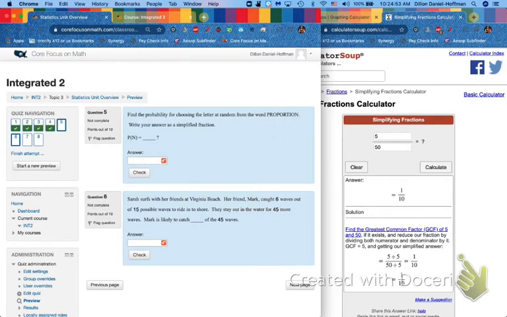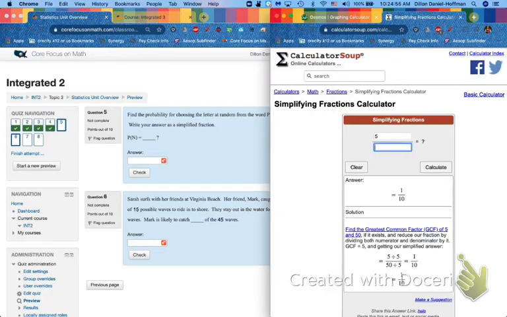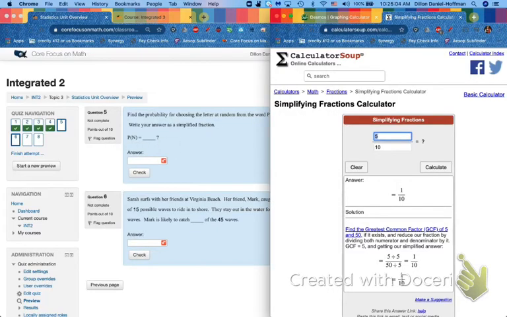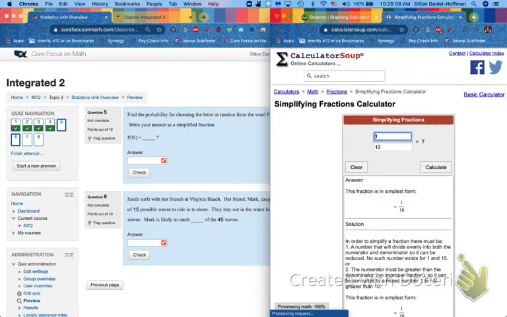Okay. We can see the word proportion has 1, 2, 3, 4, 5, 6, 7, 8, 9, 10 letters. And so we can put that on bottom. And then however many of the letter you have, like in is what I have. So how many ins do I have in proportion? Oh, I have 1. And if you want to check if 1 out of 10 reduces, you can see it does not. It stays 1 out of 10.